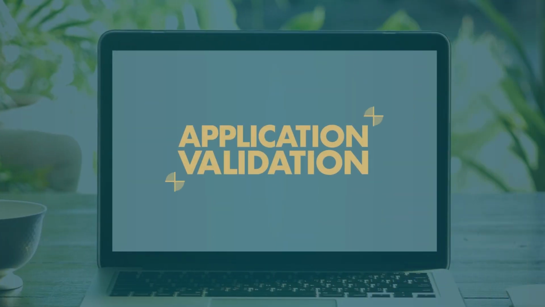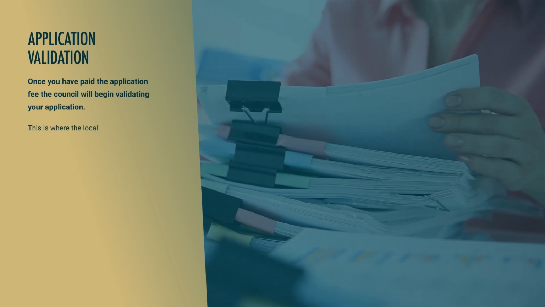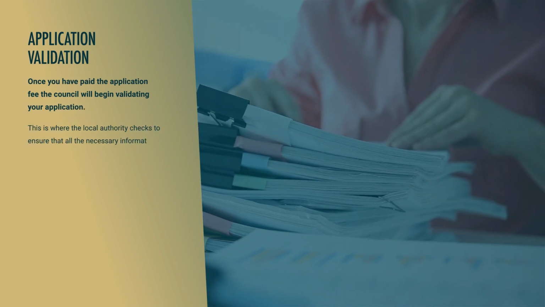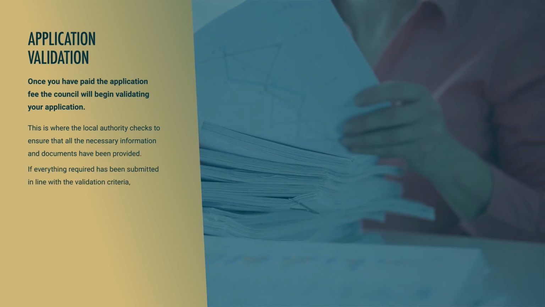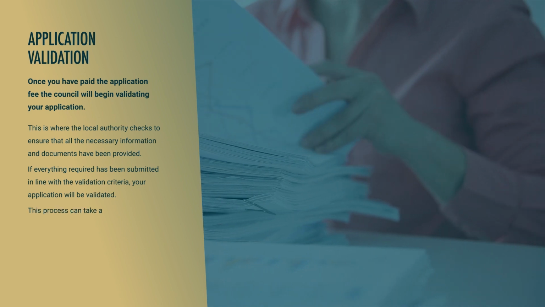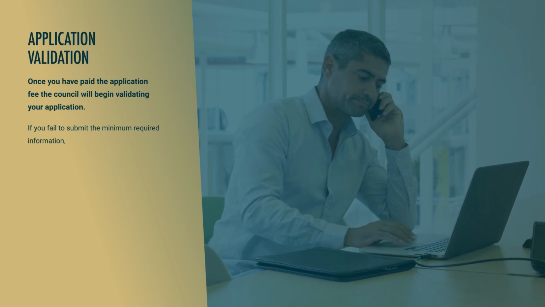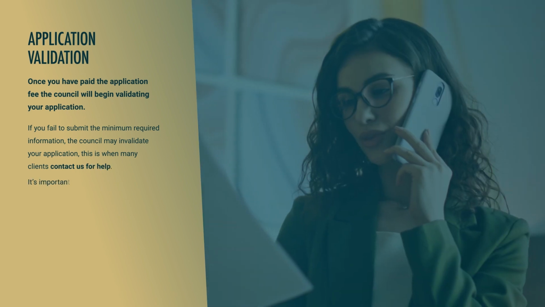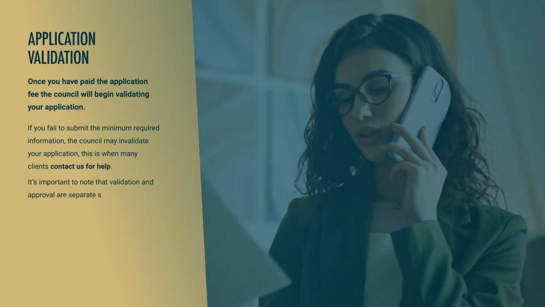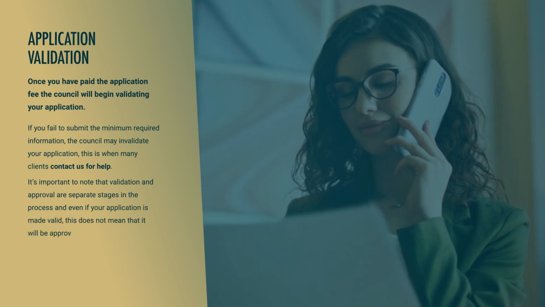Application validation. Once you have paid the application fee, the council will begin validating your application. This is where the local authority checks to ensure that all the necessary information and documents have been provided. If everything required has been submitted in line with the validation criteria, your application will be validated. This process can take anywhere from a few days to a couple of weeks. If you fail to submit the minimum required information, the council may invalidate your application. This is when many clients contact us for help. It's important to note that validation and approval are separate stages in the process, and even if your application is made valid, this does not mean that it will be approved.